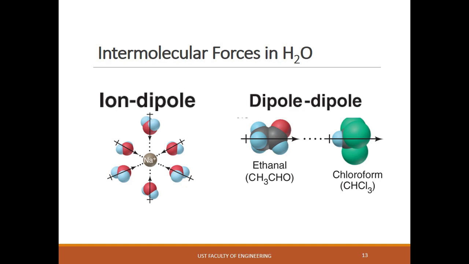So if you want to dissolve sodium chloride in water, the sodium will be surrounded by water molecules, with the oxygen atom, being a partial negative, attracted to the positive charge of the sodium cation, while the hydrogen atom will be attracted to the negative charge of the chloride ion. So that's how you dissolve ionic solutes in water.